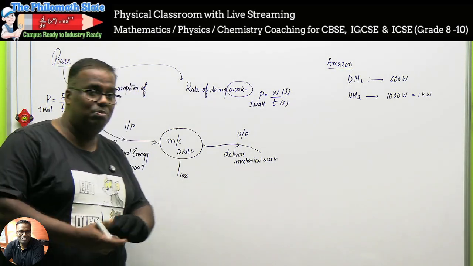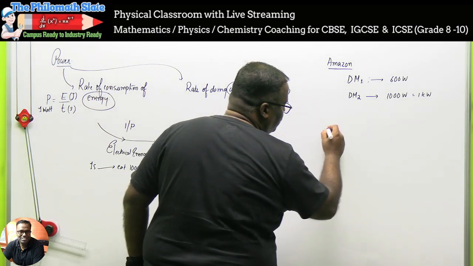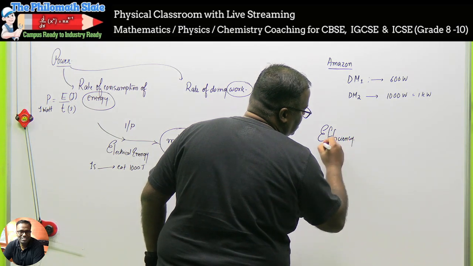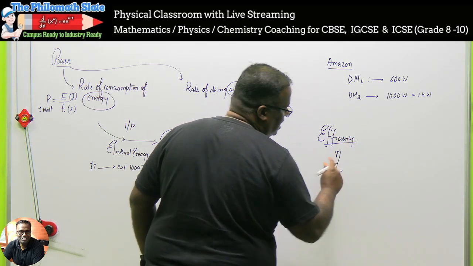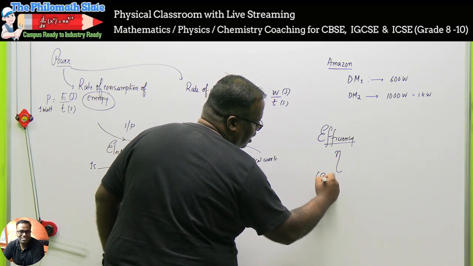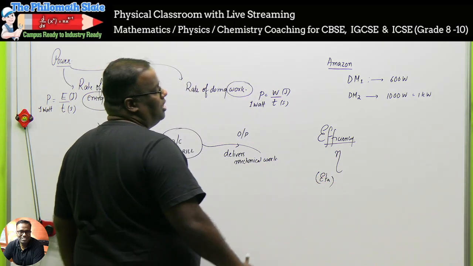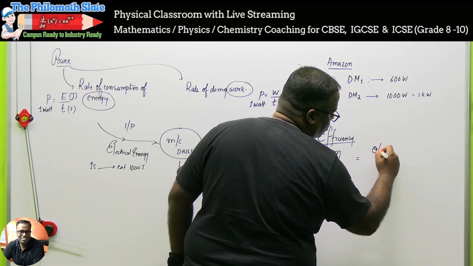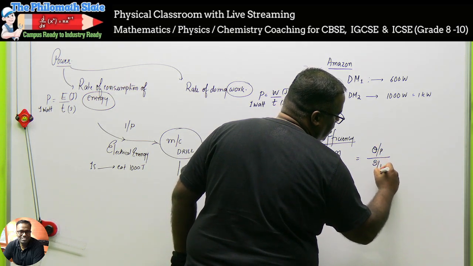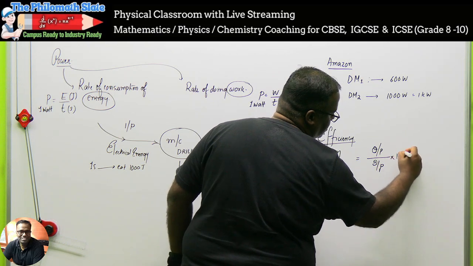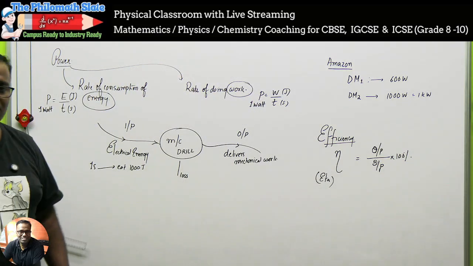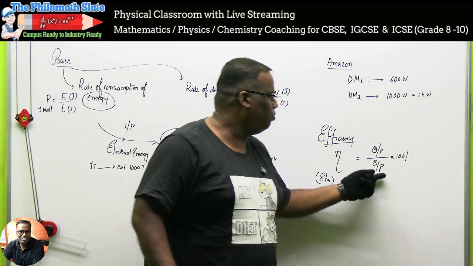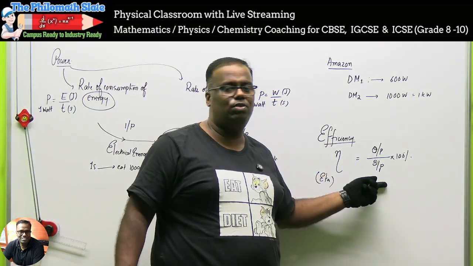Sometimes they will bring a new factor called efficiency. Efficiency is denoted by the Greek letter eta, written like a long n, just like rho stands for density. Efficiency is given by whatever output you are getting divided by input, into 100%. Did you understand? Output over input, the same as marks scored over total marks.